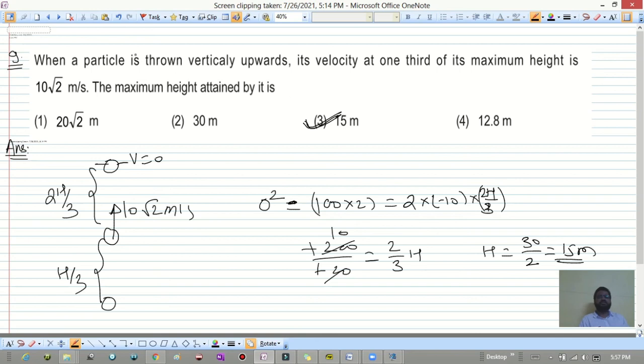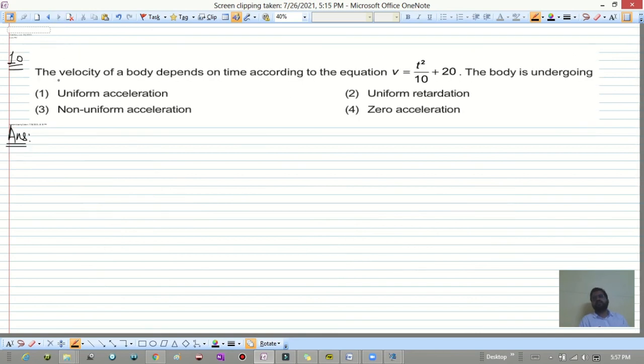The last question which we have now. The velocity of a body depends on the time according to the equation v is given. So the body is undergoing, that means the body is undergoing uniform acceleration, uniform retardation, non-uniform acceleration, or zero acceleration. That is what we have to find. So velocity is given as t squared divided by 10 plus 20. Now if you just differentiate velocity, you will get acceleration, right?